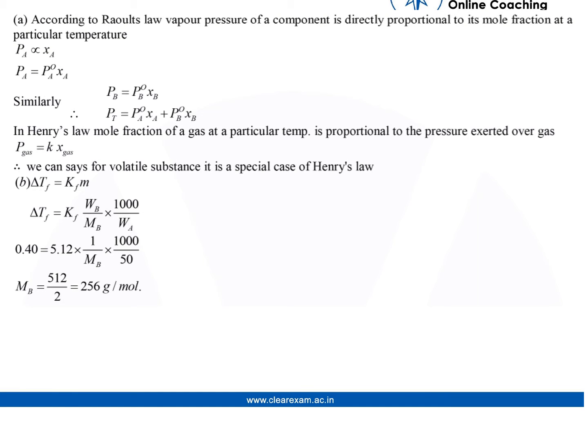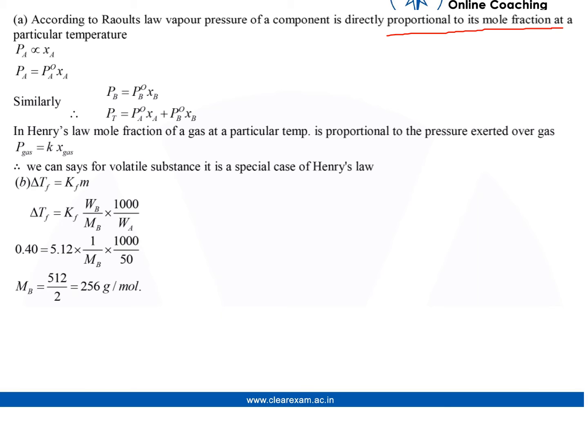Solution. A. According to Raoult's law, vapor pressure of a component is directly proportional to its mole fraction at a particular temperature. PA is directly proportional to XA, PA is equal to PA naught XA. Similarly, PB is equal to PB naught XB, PT is equal to PA naught XA plus PB naught XB.